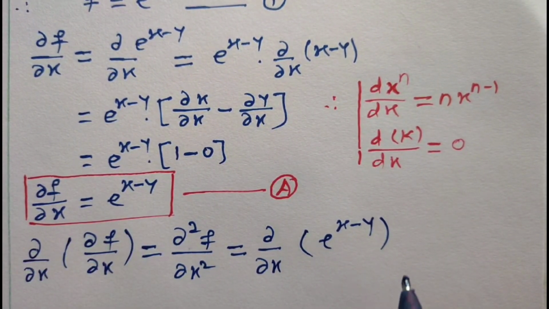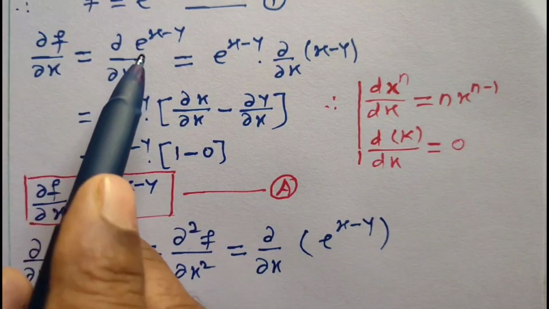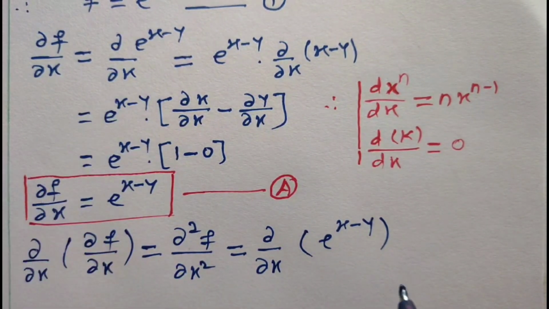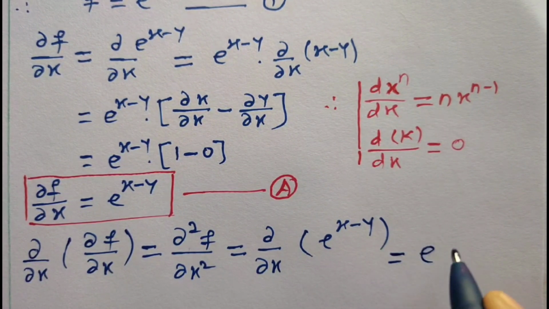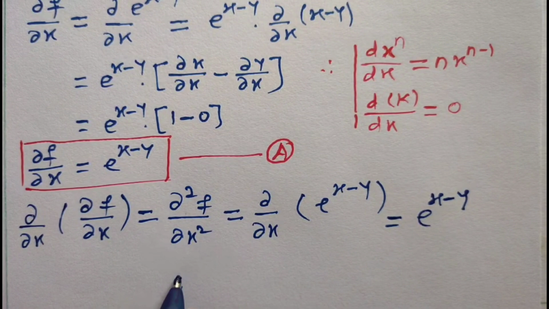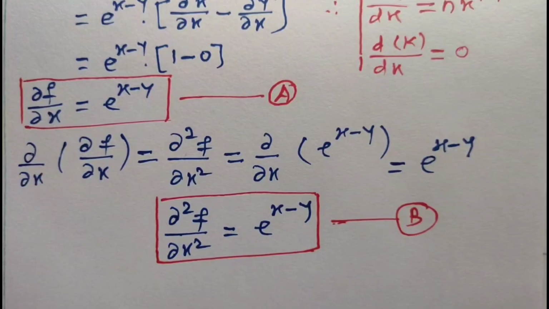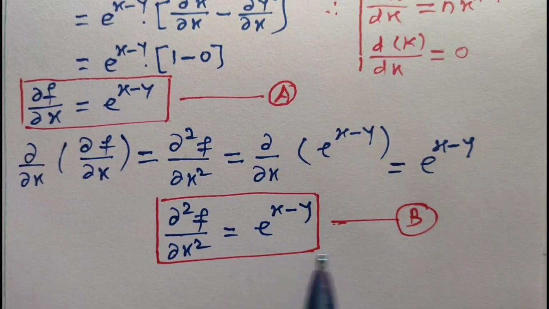So this is equal to, we can write, because result A is nothing but partial derivative of e to the power x minus y with respect to x. So this is equal to e to the power x minus y. Hence we can write ∂²f/∂x² is equal to e to the power x minus y. We are considering this as result number B.